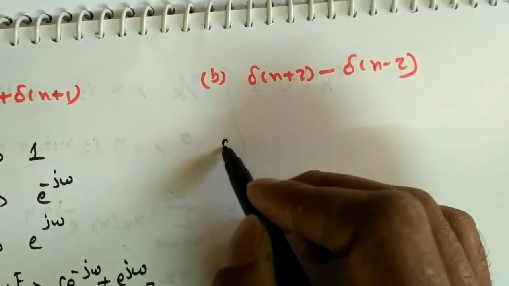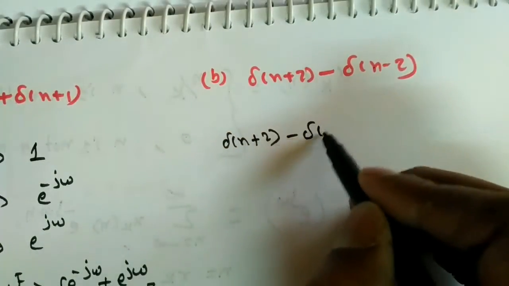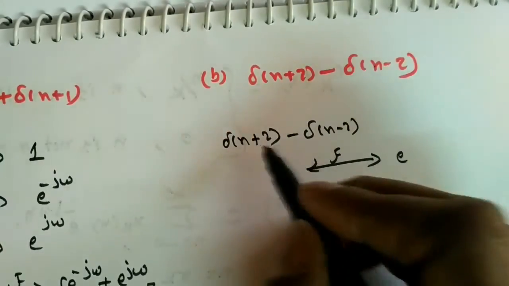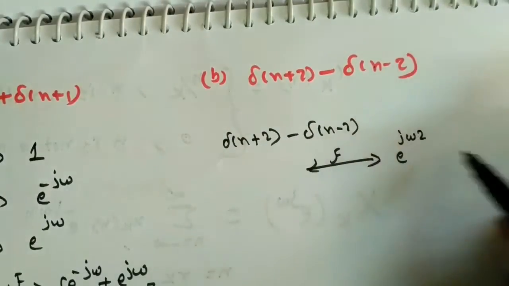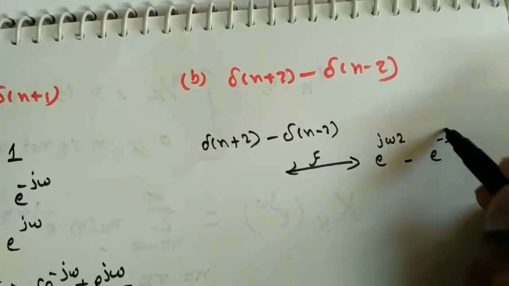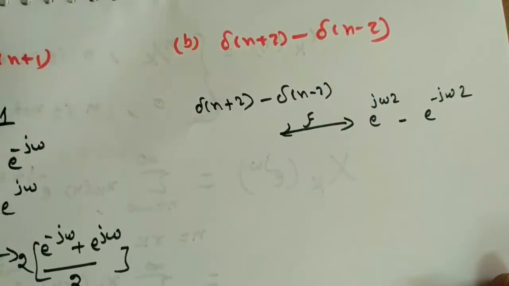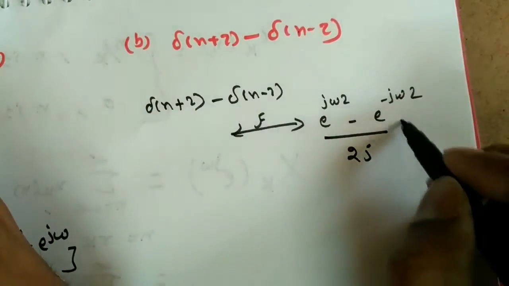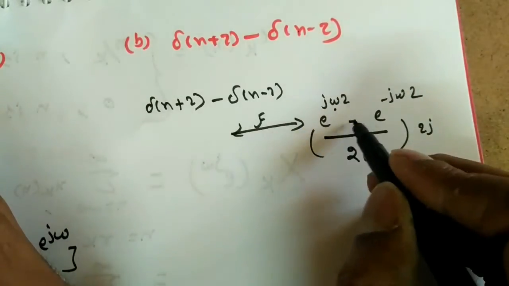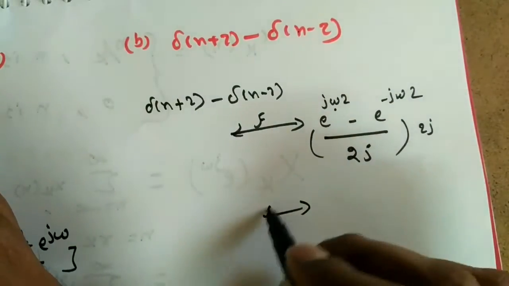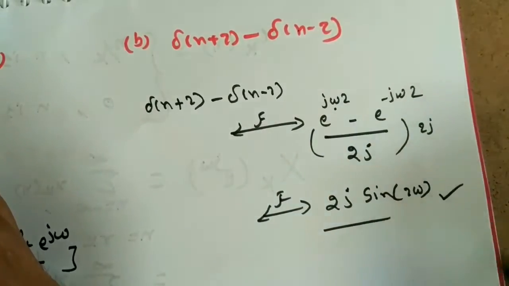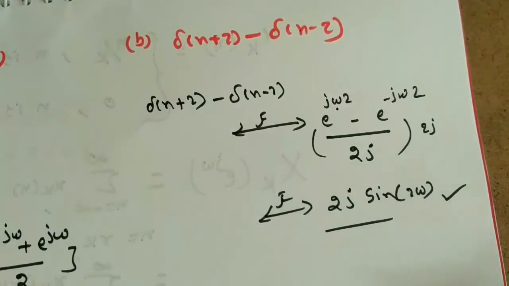Right? Similarly, you can find this one also. I'm finding directly delta n minus 2. So the Fourier transform: delta n means 1, and it is shifting. So e power plus, we'll get plus j omega 2 minus e power minus, we'll get minus j omega 2. Now it is looking like e power j theta minus e power minus j theta. So we have to multiply and divide with 2j, because e power j theta minus e power minus j theta by 2j, we can represent by sine. So 2j sine 2 omega, right? So this is this problem.